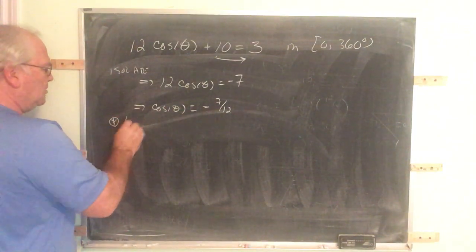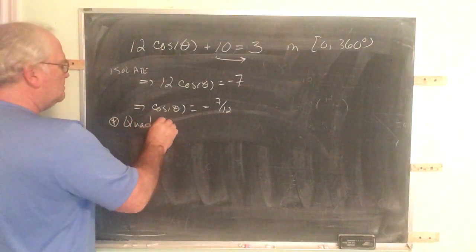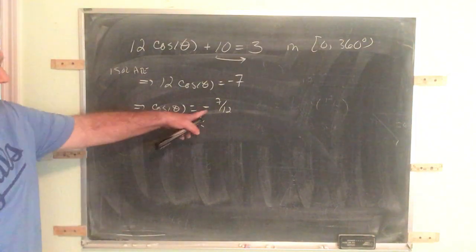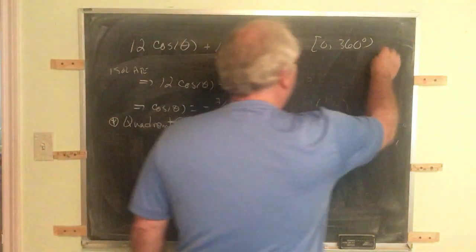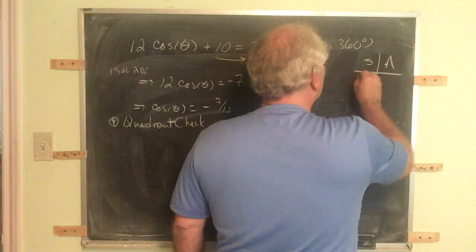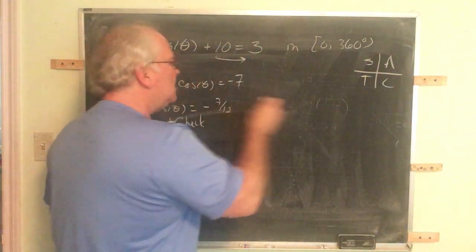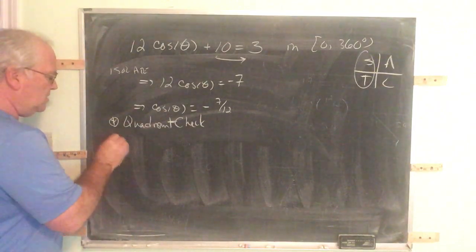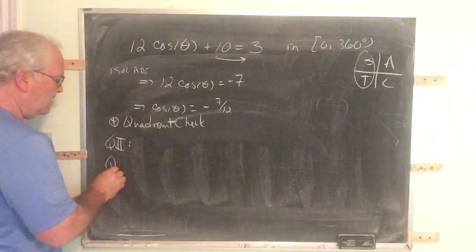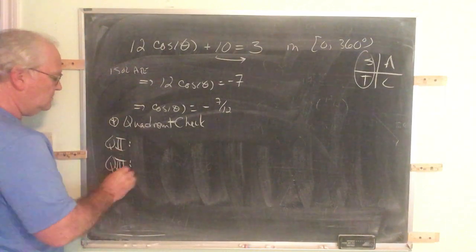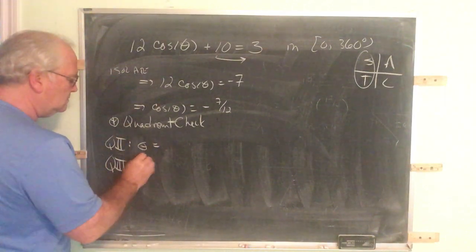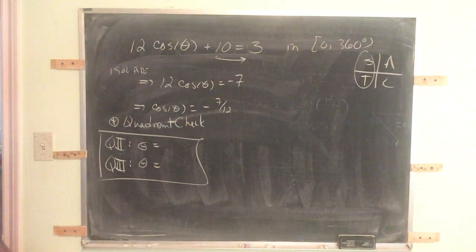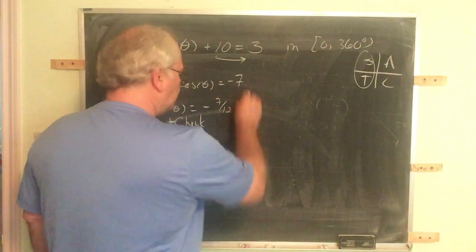Next comes the quadrant check. When is cosine negative? Cosine is negative in quadrants 2 and 3. So we're going to have a quadrant 2 solution and a quadrant 3 solution. So when we find those two values, we're finished. Reference angle.